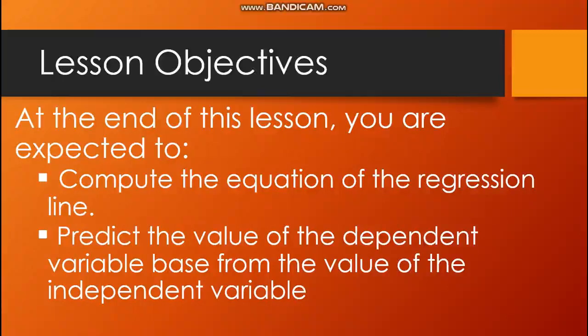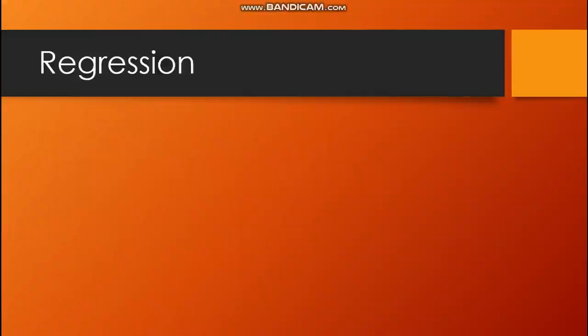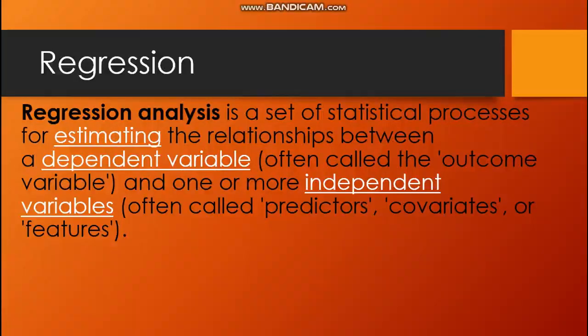Okay, let's start our discussion by defining regression analysis. It says regression analysis is a set of statistical processes for estimating the relationships between a dependent variable, often called the outcome variable, and one or more independent variables, often called predictors, covariates, or features. So therefore, we will be predicting the value of the dependent variable based from the value of the independent variable called the predictors.